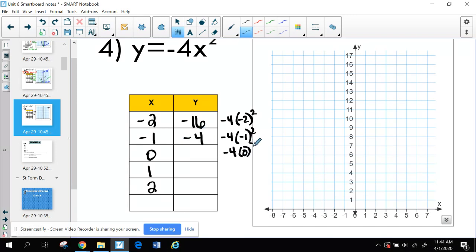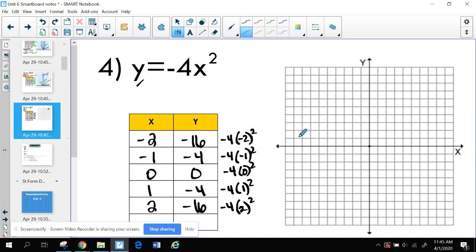Negative 4 times 0 squared is going to keep me at 0. And then I have negative 4 times 1 squared. 1 times negative 4 is negative 4. And negative 4 times 2 squared takes me back to that negative 16.